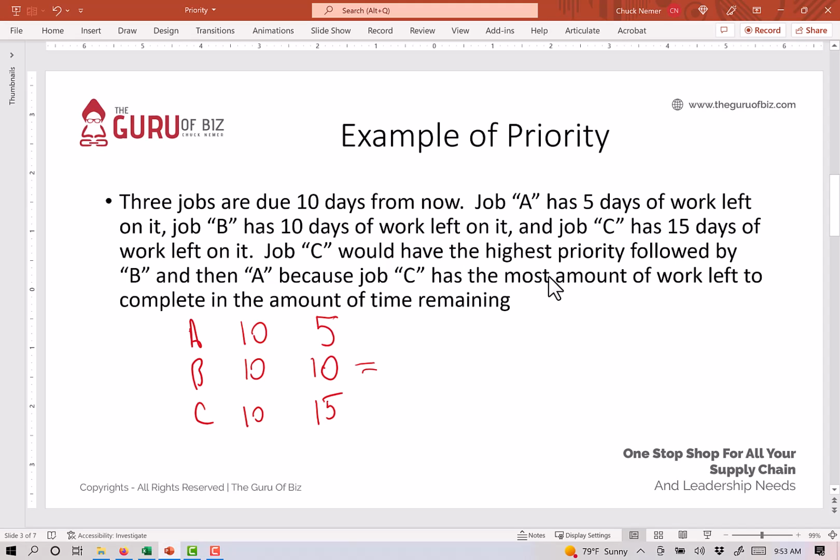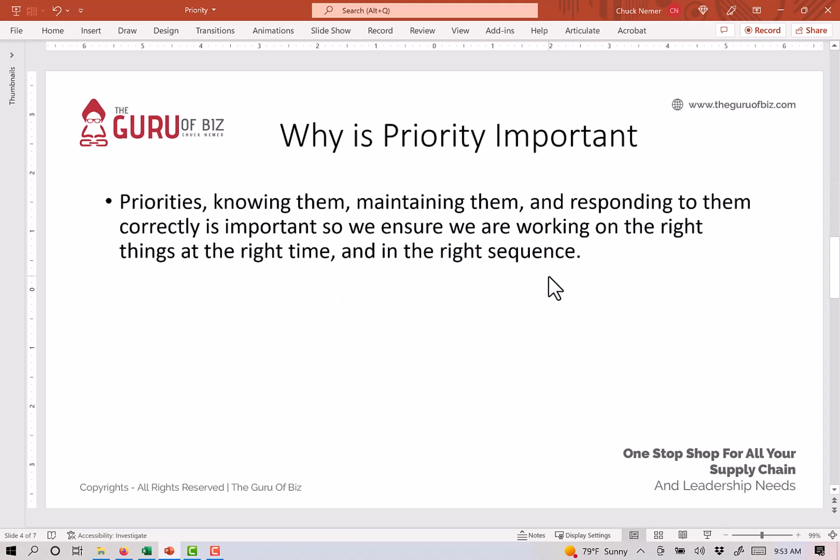And since C has the most amount of work left to complete in the time remaining, it becomes your first priority. B becomes your second priority because you have exactly 10 days to get 10 days worth of work done. And then the last item, the third priority, is A because you have 10 days to get only 5 days worth of work done. So your priorities become C, B, and then A.